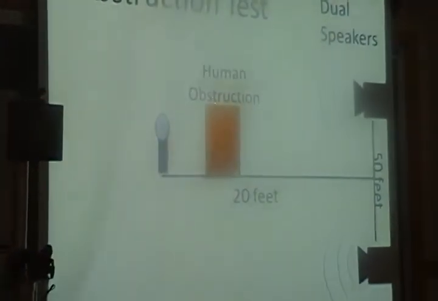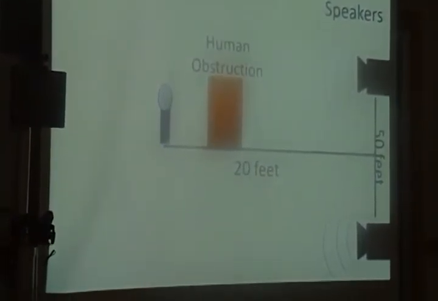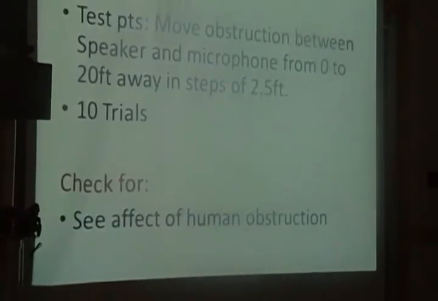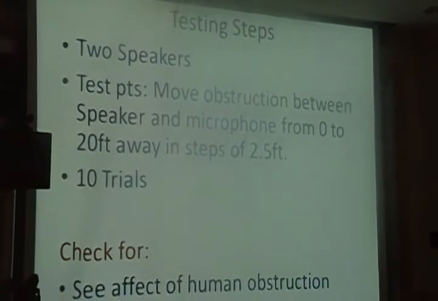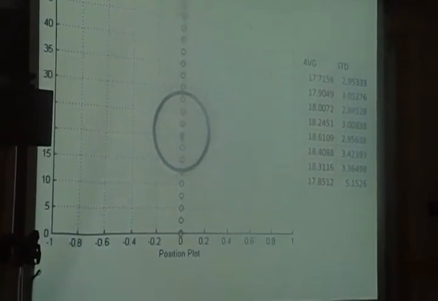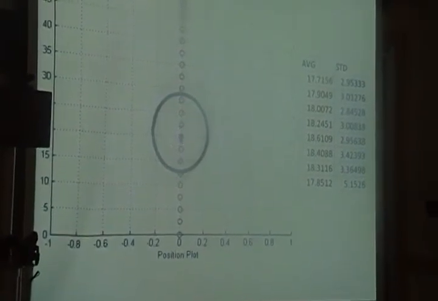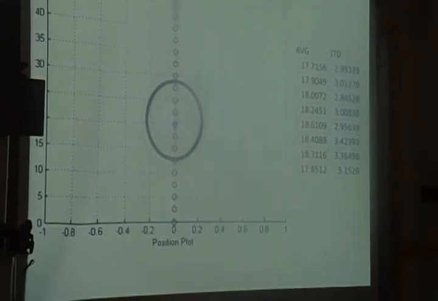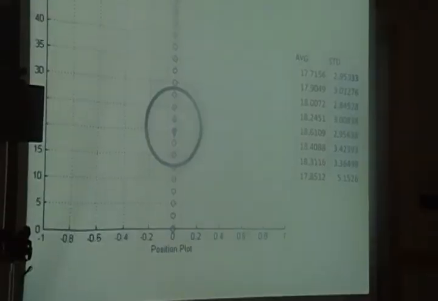We kept the mic consistently at 20 feet, and then we used me as the human obstruction. And then I moved from the mic all the way back to the speakers, in between them. And I did that every 2.5 feet away, and we did 10 trials for that. And as you can see right here on the graph, in this black circle, we're at 20 feet. Most of the values lie around that value. But as you can tell, the average here was 17 feet, with different standard deviations. So it does matter if you stand in front of this thing. That's what we were trying to find out.